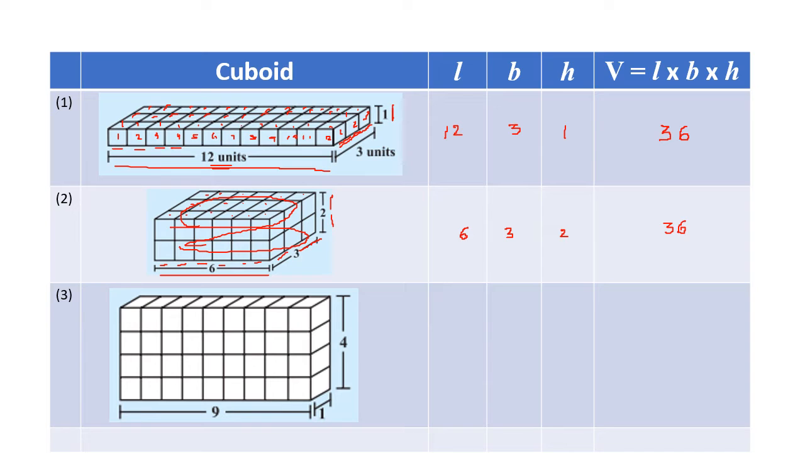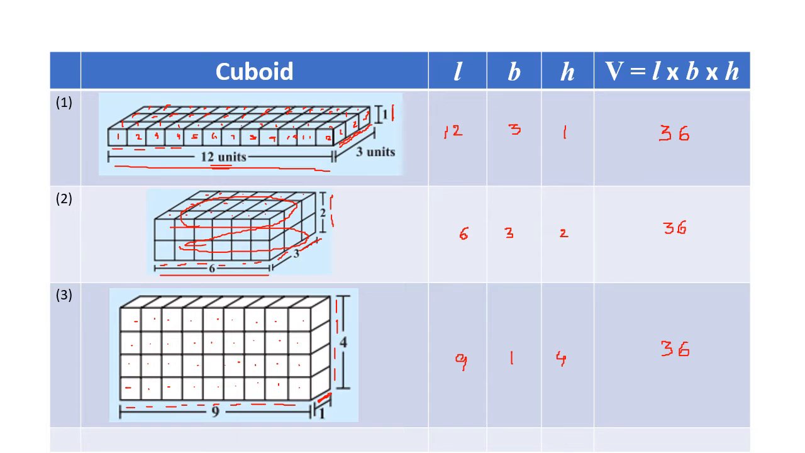Okay. One more arrangement. We have arranged 9 in a row. So the length becomes 9 units. We have stacked only 1 in the breadth. So the breadth is now 1 unit. And we have put 4 on top of the other. So the height is now 4 units. So how will we count them? 1, 2, 3, up to 36. Again the total blocks are 36. So in each case you can see the volume is the same, the arrangement is different.